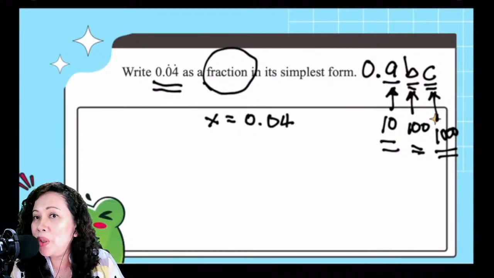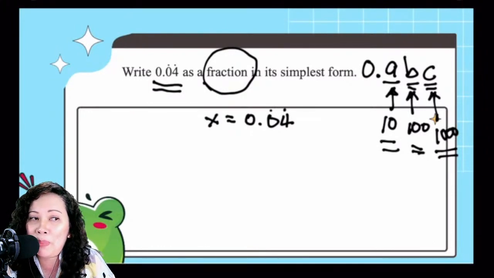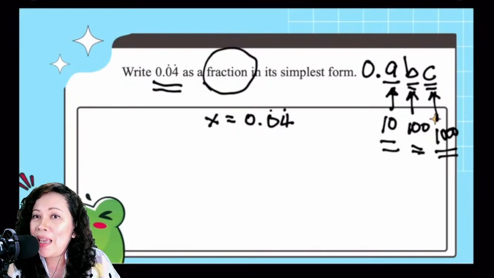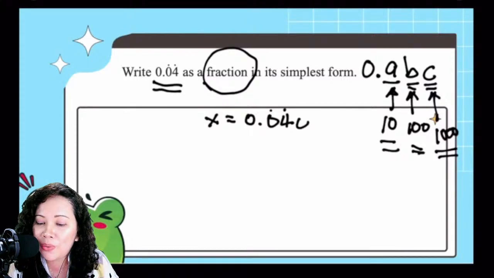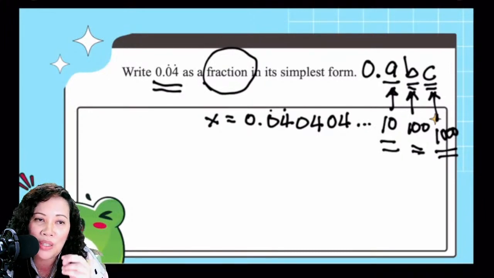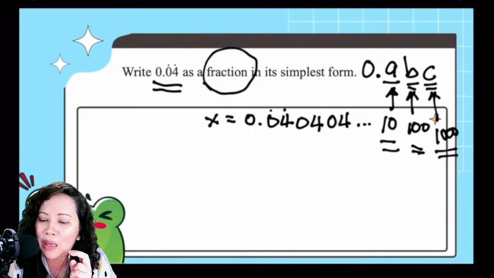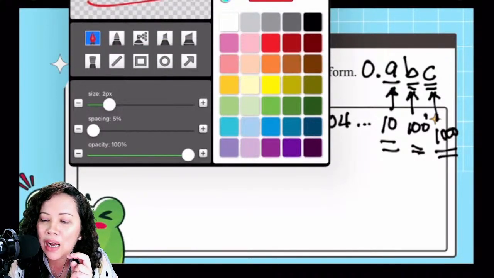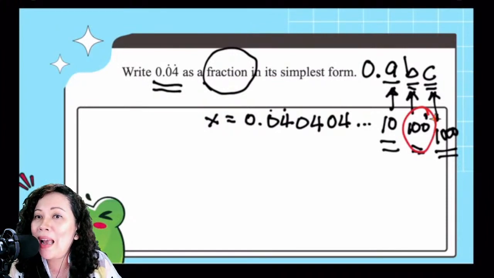0.04 repeating. Now, if you notice, there are two dots on top, over 0 and 4. The two dots on top mean 0 and 4 have been repeated. So that means it's 0, 4, 0, 4, 0, 4, 0, 4, and so on. Since it's 2 digits, that means we go to the hundreds place, so we multiply the whole thing by 100.